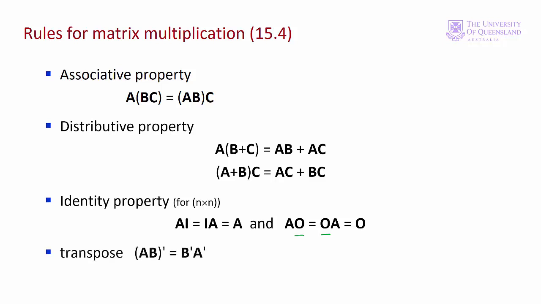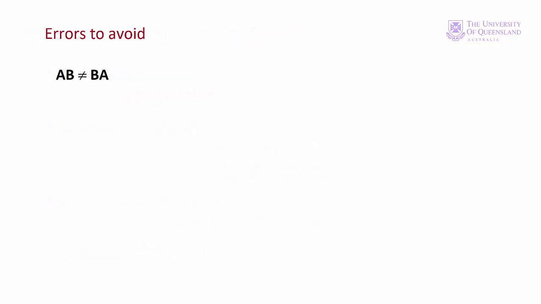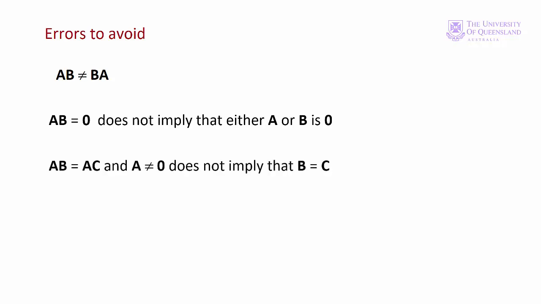Here's something that may not be intuitive. The transpose of A times B is equal to B transpose times A transpose. So we should remember that A times B is not equal to B times A in matrix multiplication. Also, if we have the product A times B that's equal to the null matrix, it doesn't necessarily imply that either A or B is equal to the null matrix. If we have A times B is equal to A times C, and A is not a null matrix, then it doesn't imply that B is equal to C.